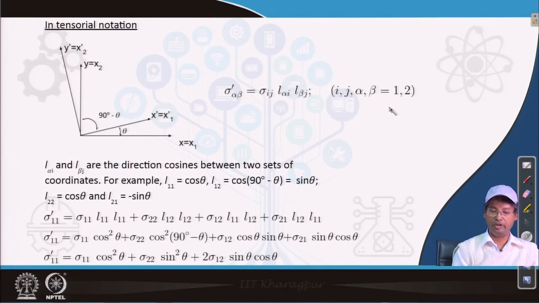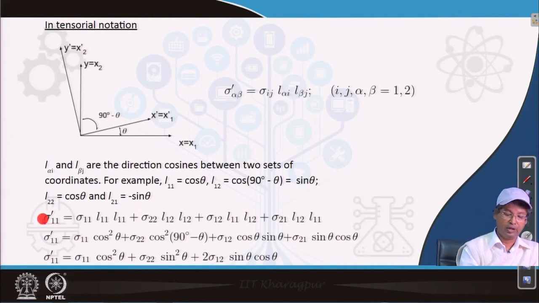The same equation we will use in a different way to derive the principal stress, we will see that later. To understand this in a better way, we have used some diagram, theta, 90 degree minus theta, all these things are given. Alpha i and beta j are the direction cosines as given. As an example, alpha 1 1 is cos theta, alpha 1 2 is cos of 90 degree minus theta, which equals sin theta, alpha 2 2 is cos theta and alpha 2 1 is minus sin theta.